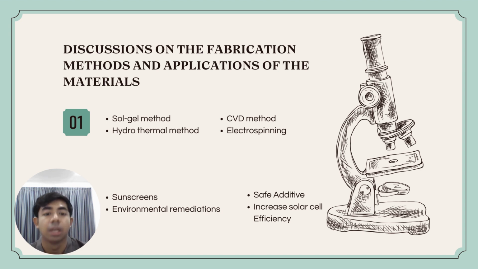So the next one is electrospinning. Electrospinning is employed to fabricate titanium dioxide nanofibers by applying a high voltage to a polymer solution containing a titanium precursor. The resulting nanofibers are collected on a grounded surface and subsequently calcined to remove the polymer matrix, leaving behind pure titanium dioxide fibers.